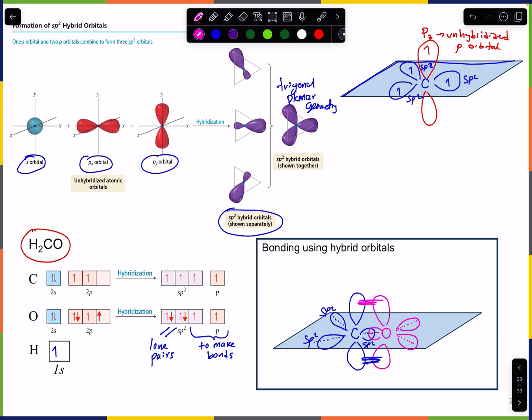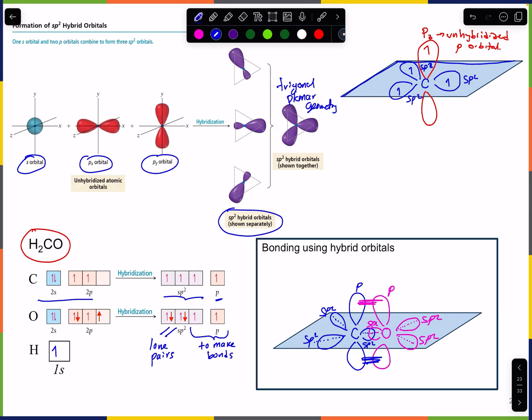This is sp2, sp2, sp2 here. For the oxygen atom, we have sp2, sp2, and this is sp2 also, right? Those 3 orbitals in the plane are sp2 hybrid orbitals. And this one is a p orbital, an unhybridized orbital. And this one of the carbon atom is also a p, unhybridized orbital, right? So what is happening, for instance, on the carbon atom? Well, we learned this. From the hybridization, we'll be having 3 equivalent sp2 orbitals, each one with 1 electron. And then there will be 1 p unhybridized orbital with 1 electron.